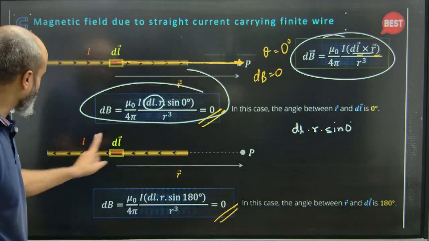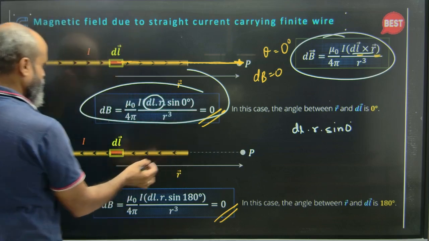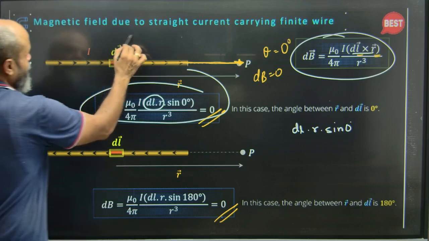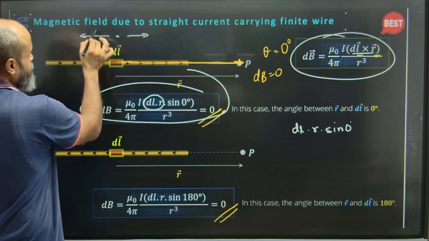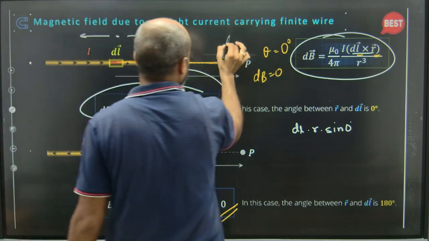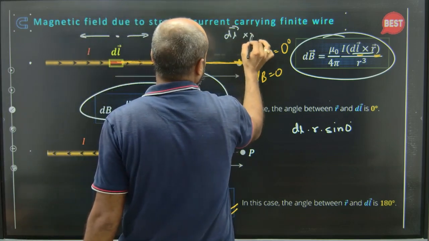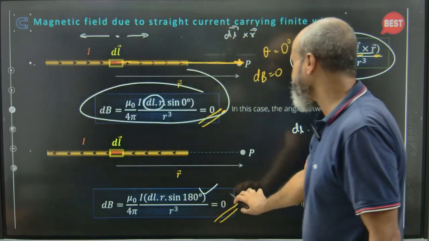Now if we keep the point here, what will happen? The dl is in this direction and the point is in this direction. So here dl and r, the distance, have an angle of 180 degrees between them. This will be sine 180, which is 0.